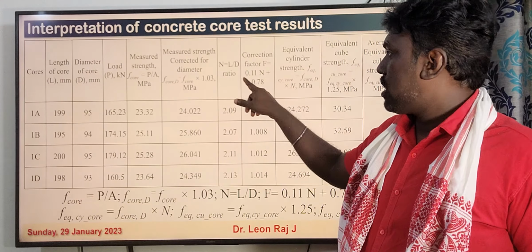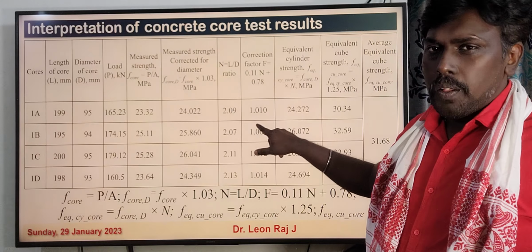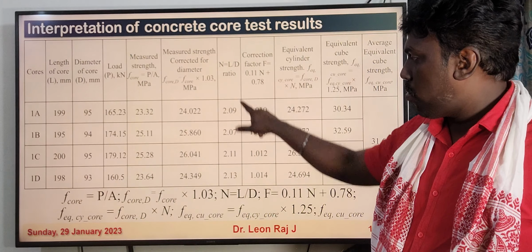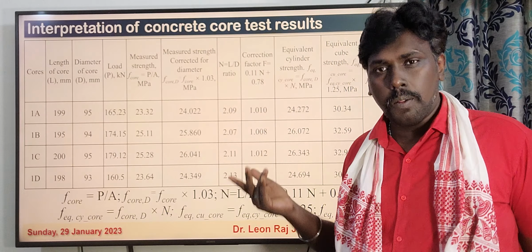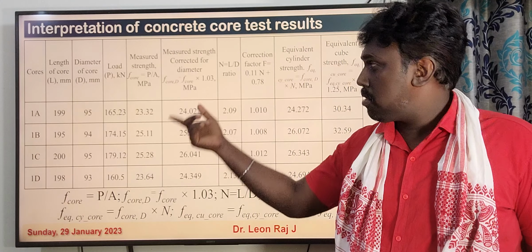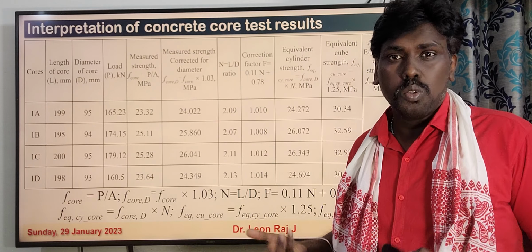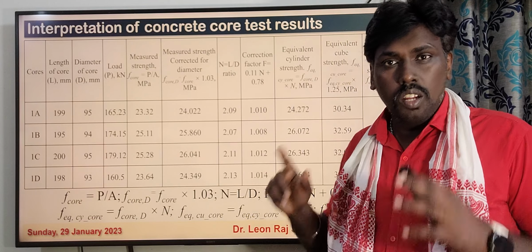So if you substitute the n values 2.09, 2.07, 2.11 and 2.13 in this formula, you will get the correction factor. Since the L by D ratio is near 2, your correction factor is almost near 1. In case your L by D value is nearly 1, then the correction factor will be less than 1, that means 0.95. So whatever strength you achieve, the measured strength will reduce. So that's why always take this into consideration.